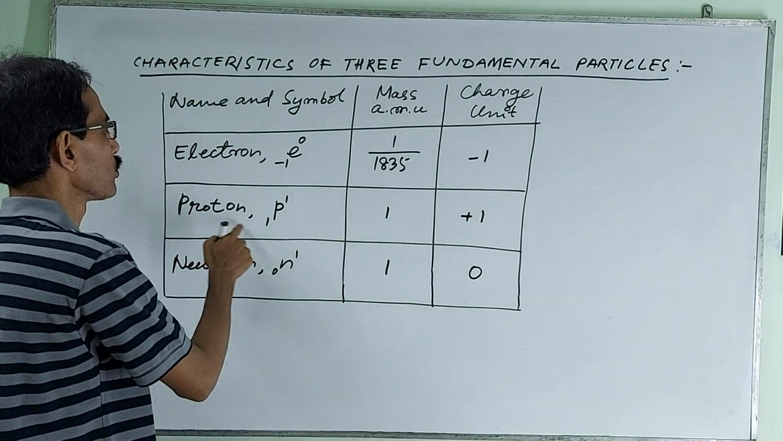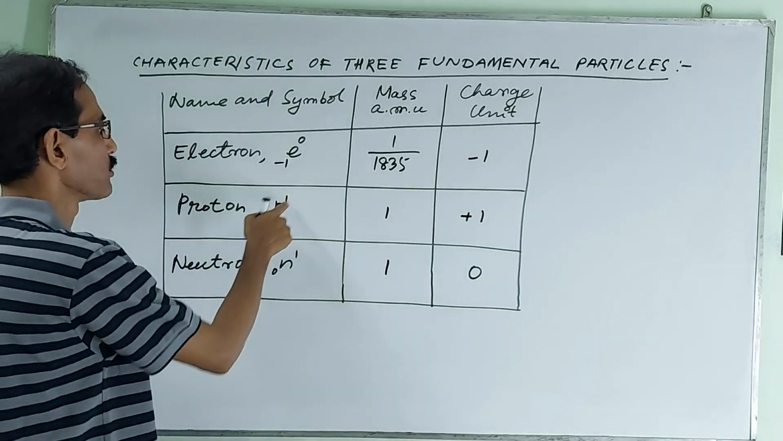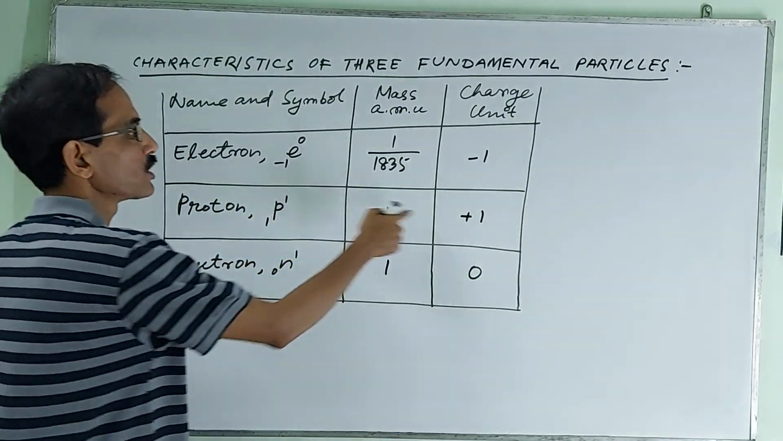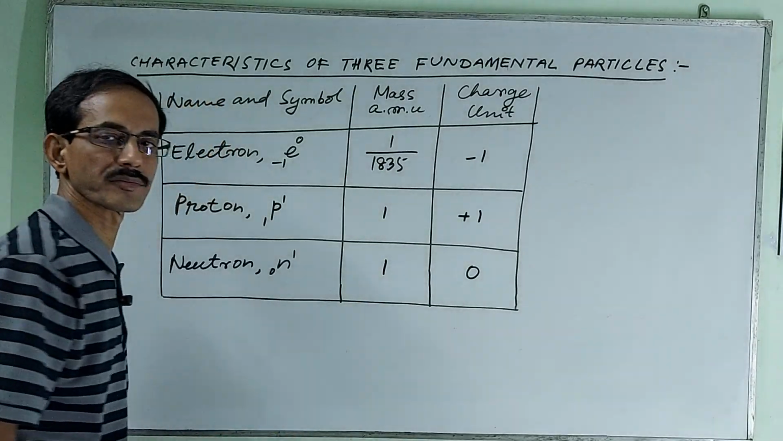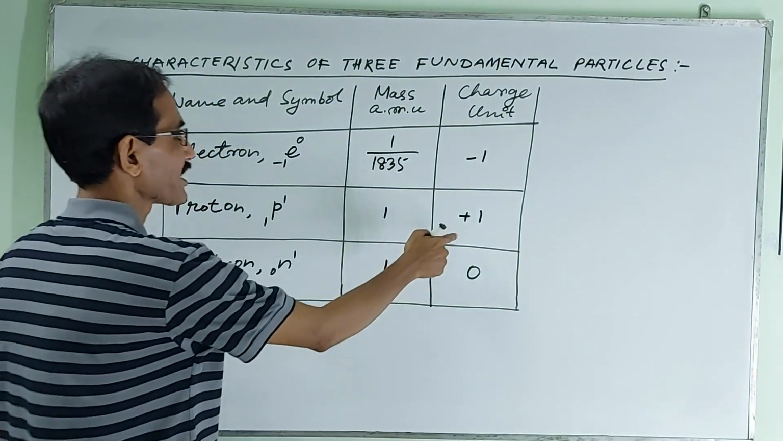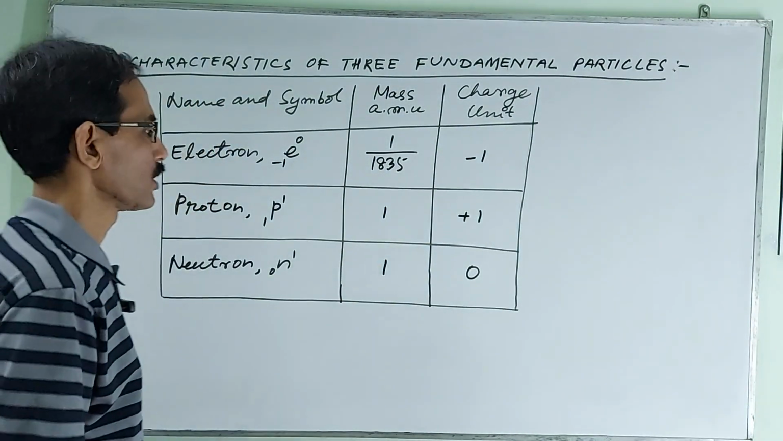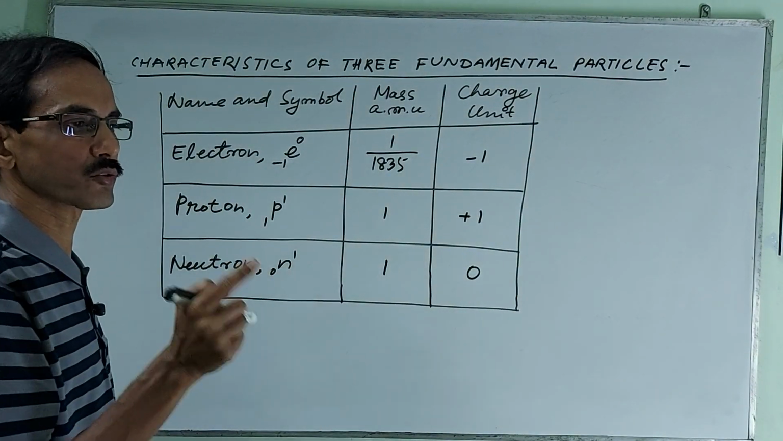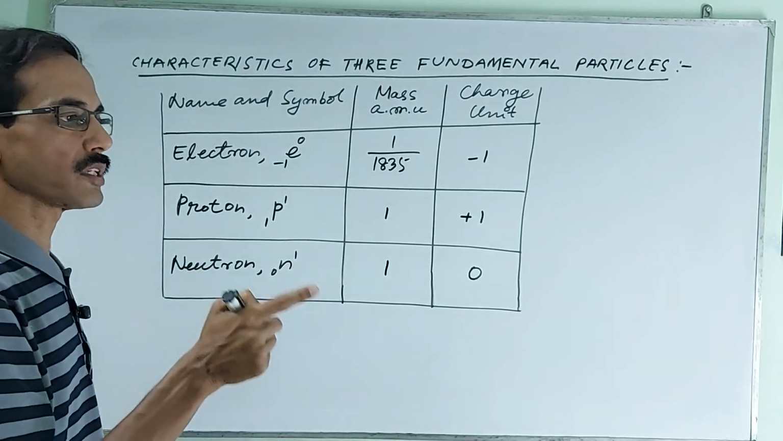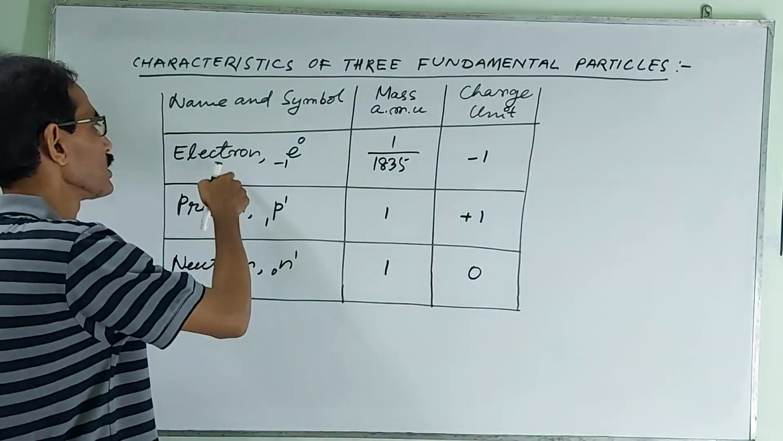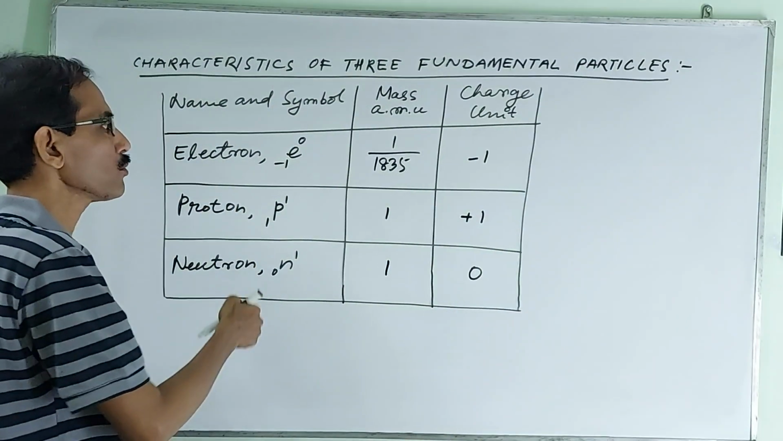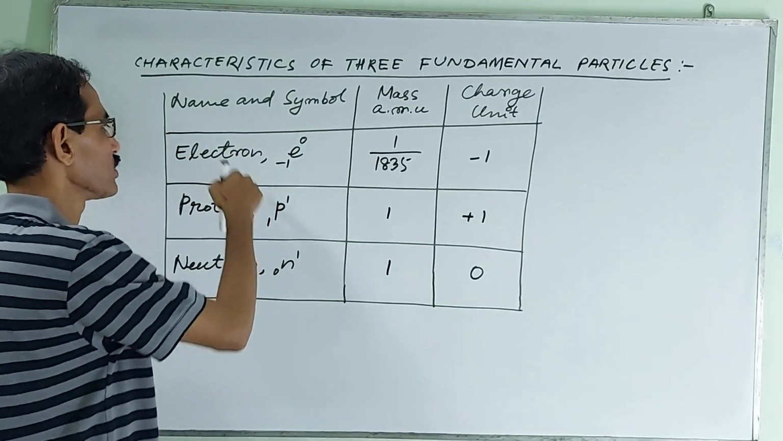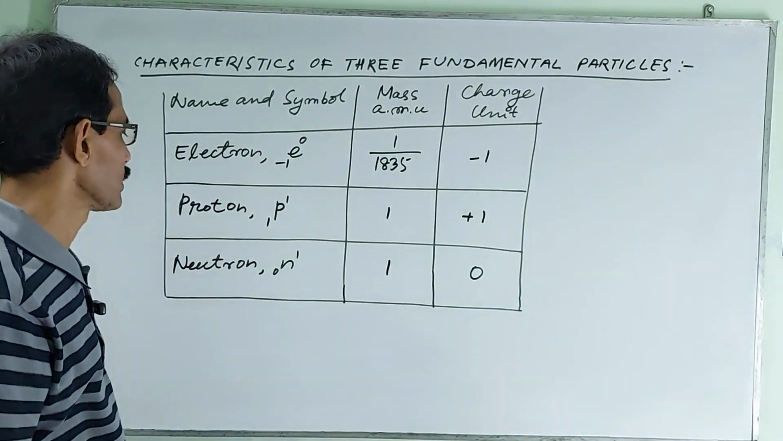Proton, symbol p with charge 1 and mass 1, means mass equal to the mass of a hydrogen atom, and the charge is unit positive charge. These are the particle charge units. The actual charge on a proton is 1.602 times 10 to the power minus 19 coulombs, which is equal for the electron also, the magnitude is the same but the sign is opposite. This is negative, this is positive.